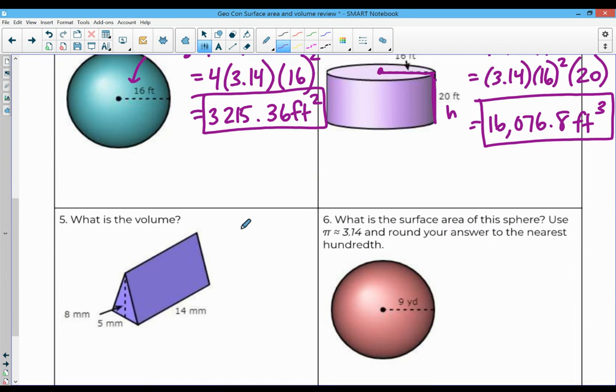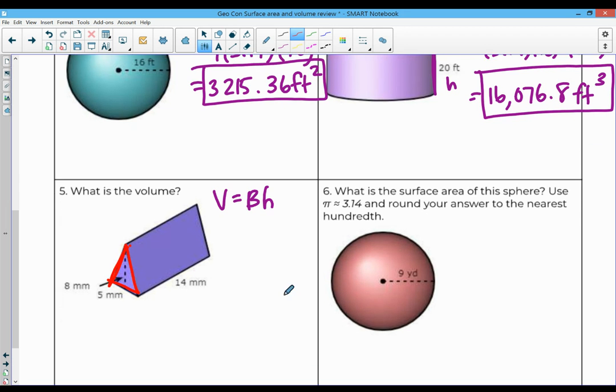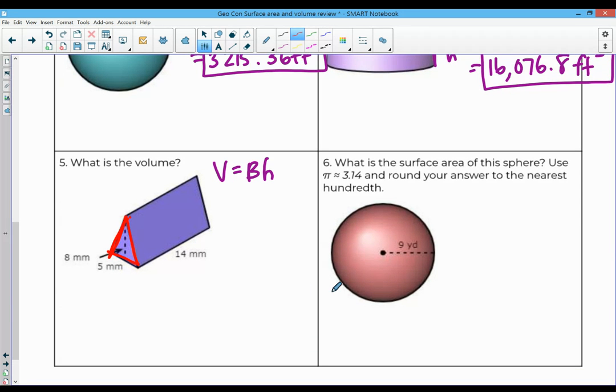Right, what is the volume? So this is a prism. So we did one like this before. Volume equals base times height. The base of this is going to be that triangle. So we want to find that base first.